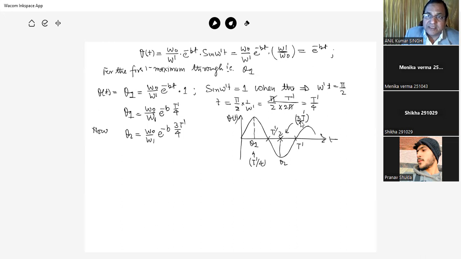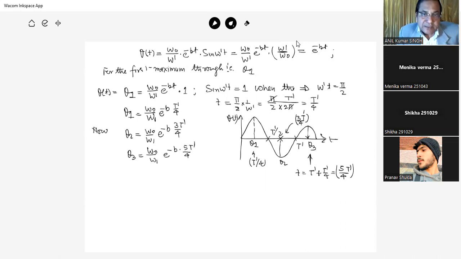This is theta 3. And what is theta 3? This one is theta 3. So this is t dash, so this value of time is equal to t dash plus t dash by 4, so this is 5t dash by 4. So theta 3 is omega 0 by omega dash e raised to the power minus b, 5t dash by 4. Similarly, we find that theta 1 is here, theta 2 is 3, and theta 3 is 5.